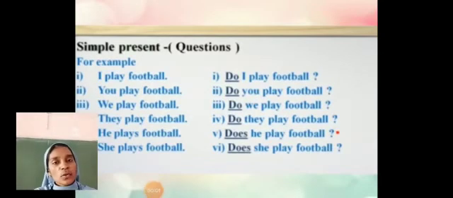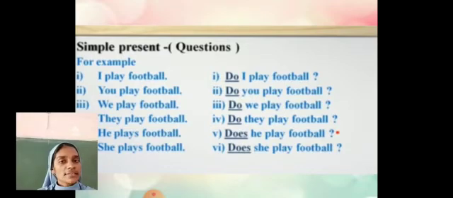Next we can see the interrogative sentence or question sentence in simple present tense. In the simple present tense, the interrogative sentence structure is do or does, then subject, then base form of the verb, then object, then question mark. For example, do I play football? Do you play football? Do we play football? Do they play football? Does he play football? Does she play football?